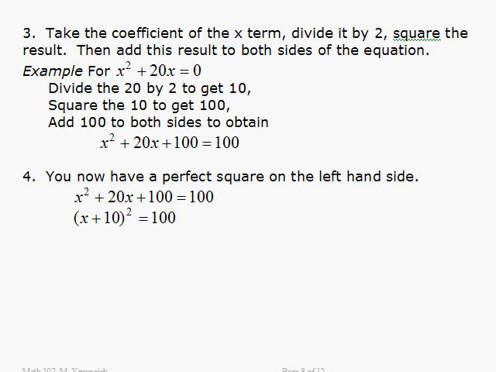In the next step, once you have all that done, you take the coefficient of the x, divide it by 2, and then square it. That's the number you add to both sides. Be sure you add it to both sides. So in this case, we had to add 100 to both sides, so here's the 100 on both sides. This procedure created a perfect square on the left-hand side, and you still have that constant on the right-hand side.